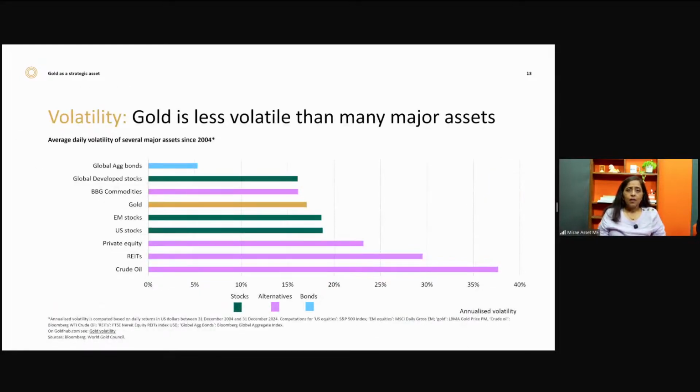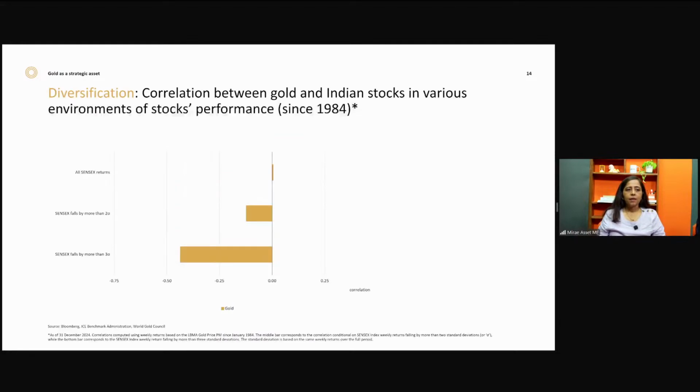Is gold really a volatile asset? So yes, if you look at bonds, it is slightly more volatile than bonds. But if you look at other asset classes such as oil, US stocks, Indian stocks, gold is much less volatile if you compare it with these asset classes.